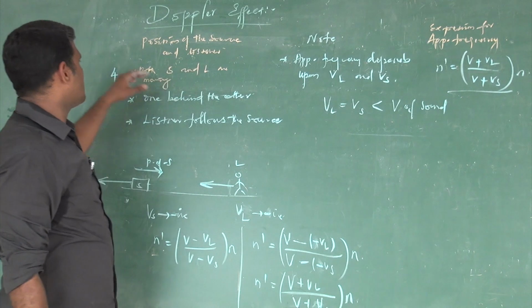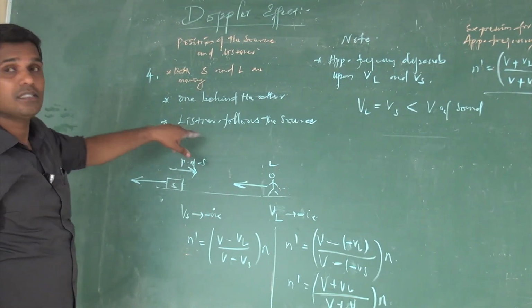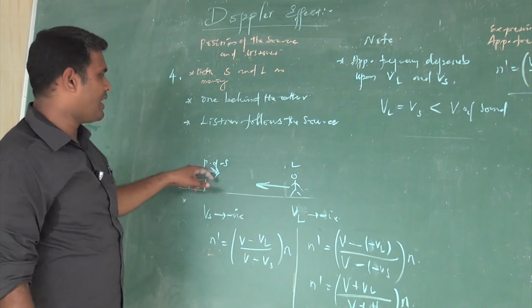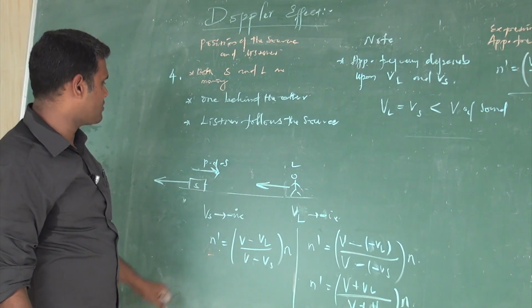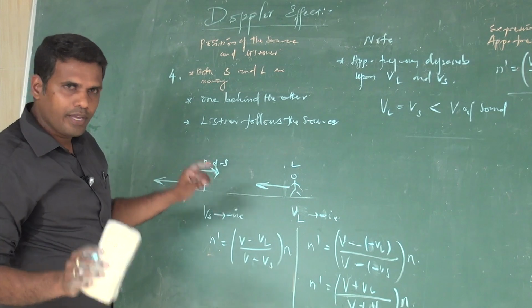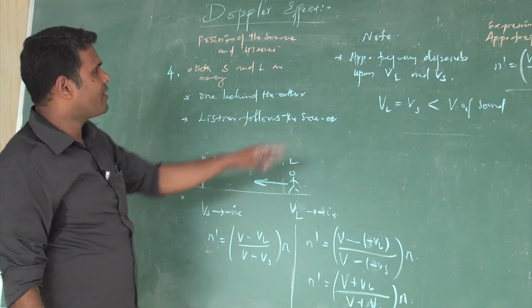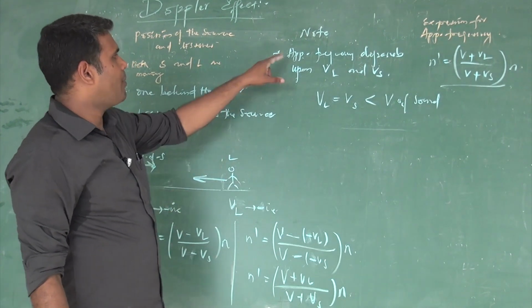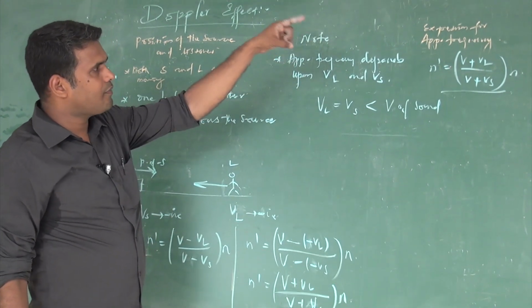So if both source and listener are moving one behind the other, but the listener follows the source, then the source and the listener are moving in a direction opposite to the propagation of sound waves. So Vs is negative, VL is taken negative, so the apparent frequency is (V plus VL) divided by (V plus Vs) into n. So apparent frequency depends upon the velocities of listener and source.